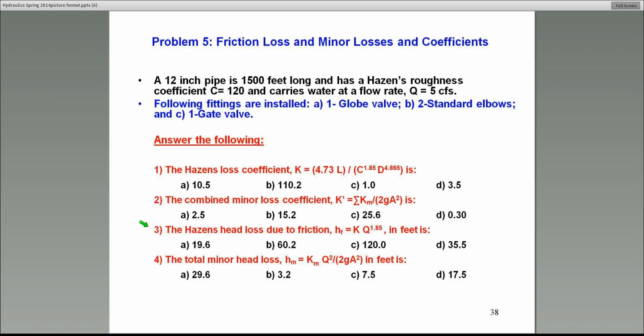Do I have any volunteers? All you have to do is substitute L, the length of the pipe, which is given, because C to the power, that exponent 1.85, can be a little tricky. 120 raised to the power 1.85, and the pipe diameter is given here, but make sure it's in feet. That's the only thing you have to make sure of.